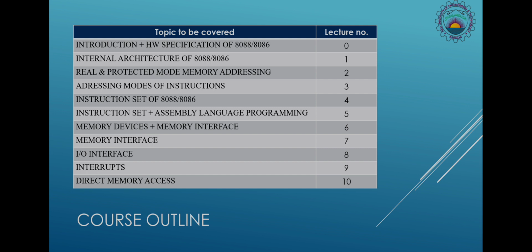After that, we will be covering the IO interface topic, then how IO devices may interrupt the microprocessor will be discussed, and in the end, the last topic is direct memory access.